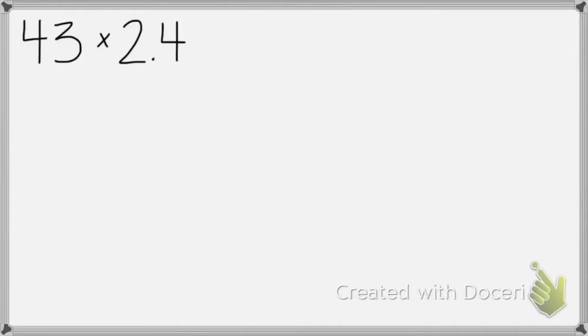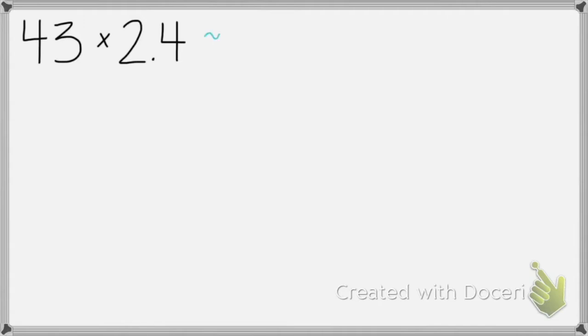In this lesson, students are multiplying a whole number by a decimal. They are going to be asked to do 3 different steps. They are first going to estimate their product, then they're going to use an area model to solve and compare that to the standard algorithm and the partial products that they get in the standard algorithm. So let's begin with 43 times 2.4.